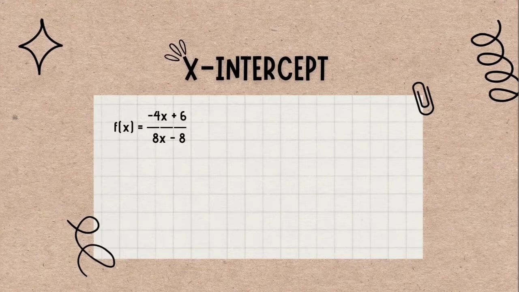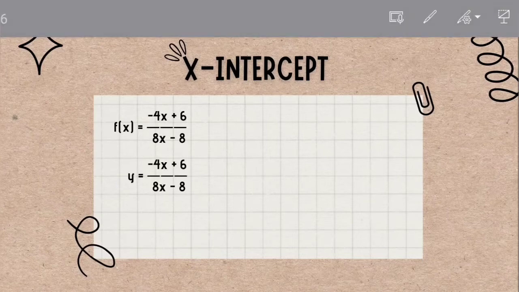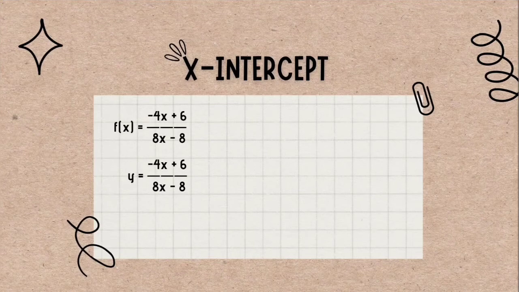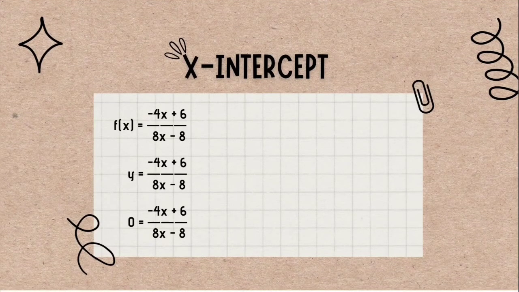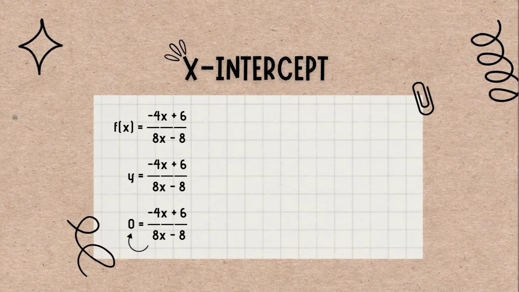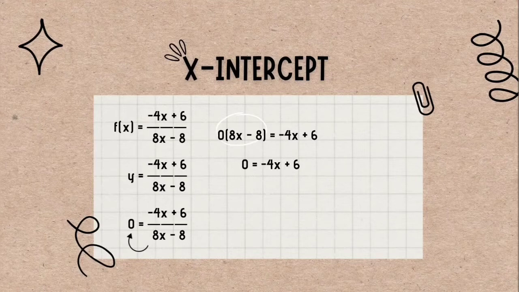F of x equals negative 4x plus 6 over 8x minus 8. So, gawin nating y ang x. Gawin din nating 0 ang y. So, i-times na natin ang denominator sa 0. So, times natin to, automatically 0 na yan. So, 0, 12 minus 4x plus 6. So, ayan na yung sign. Negative 4x plus 6 equals 0.